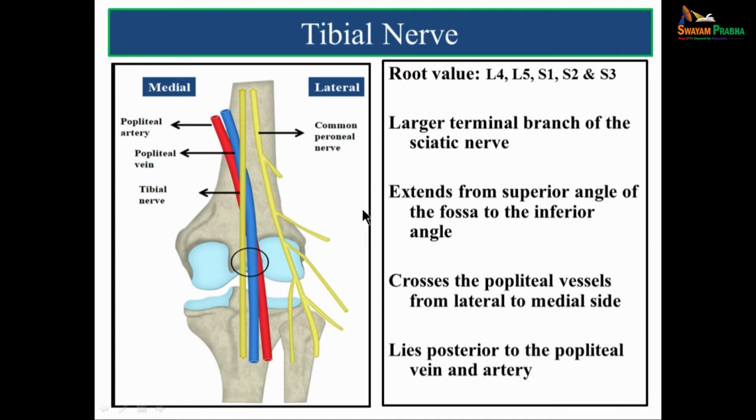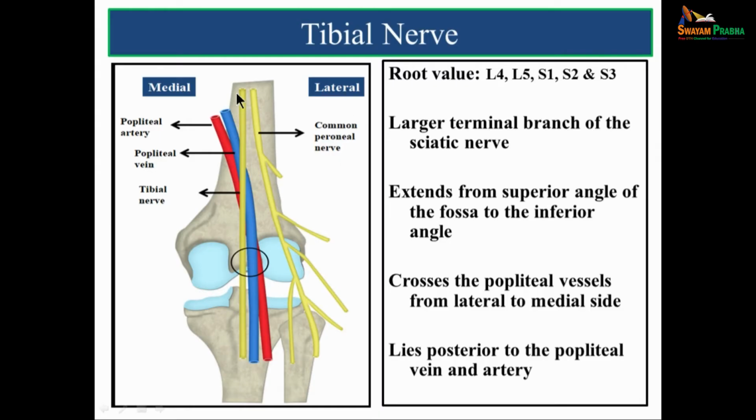The next content is the tibial nerve. This is the tibial nerve. The root value of the tibial nerve is L4, L5, S1, S2 and S3. It is one of the larger terminal branches of the sciatic nerve. It extends from the superior angle of the fossa to the inferior angle of the fossa. It crosses the popliteal vessels from lateral to medial side.